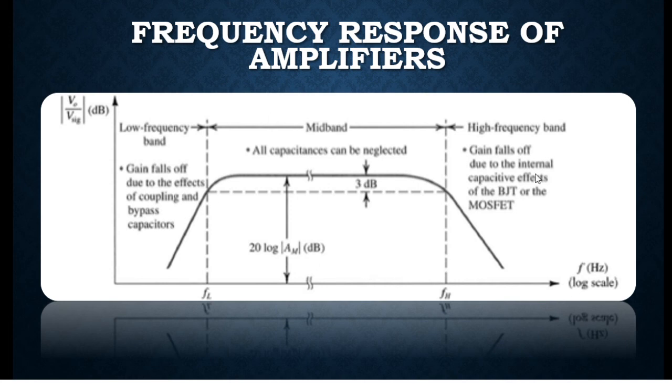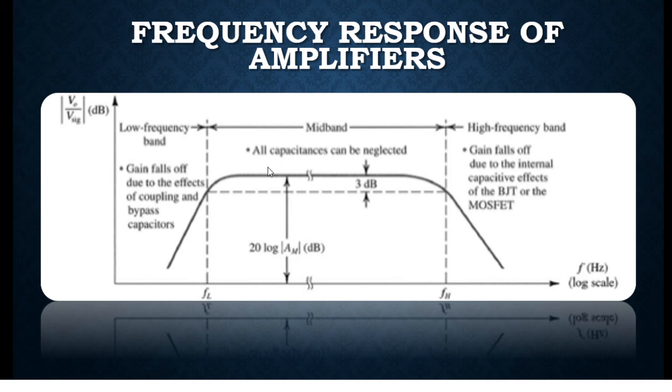So in general, any frequency response curve can be split into three different regions. Let us see the first region over here as the low frequency band region. The middle portion is called the mid band region, and the last portion is of course called the high frequency band region. So let us see them one by one.